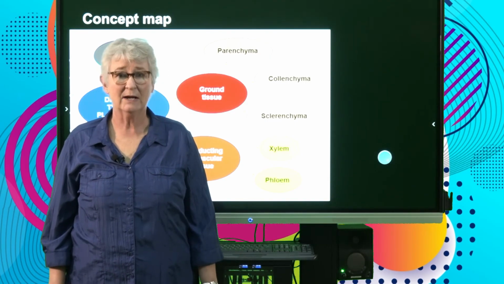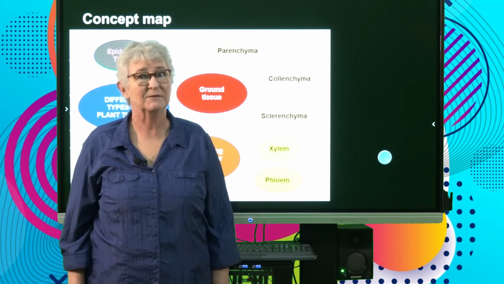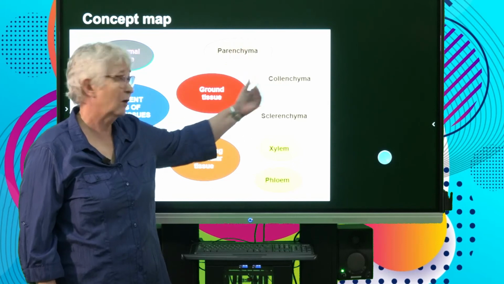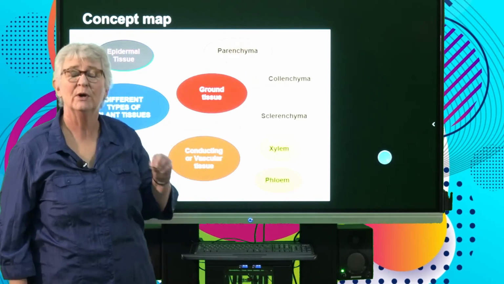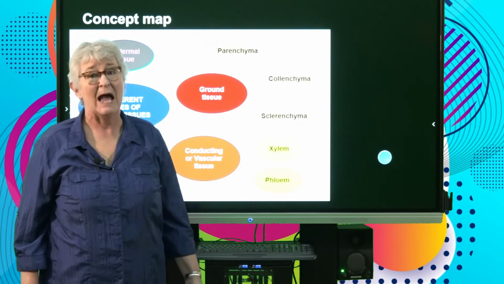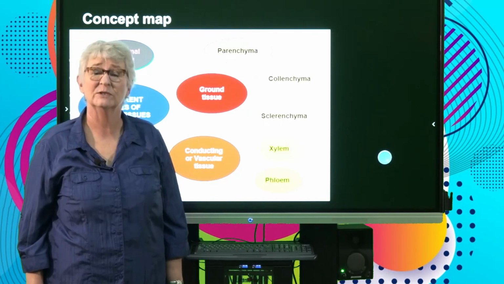So what we've now looked at is the three main different types of permanent tissue: epidermal, ground, and vascular tissue, with all the different types of cells that are found in each category. I hope this has helped you understand what's going on.